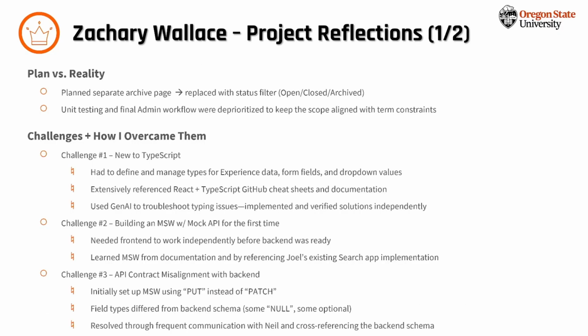A couple things shifted from the original plan. The archive workflow was initially going to be its own separate page, but we simplified it down to a status filter. That way admins could just filter by open, closed, or archive right from the table, which honestly works better anyway. Unit testing and full workflow validation were also on the plan, but got deprioritized toward the end to keep scope realistic within the term. The priority became making sure the core system was functional and integrated.